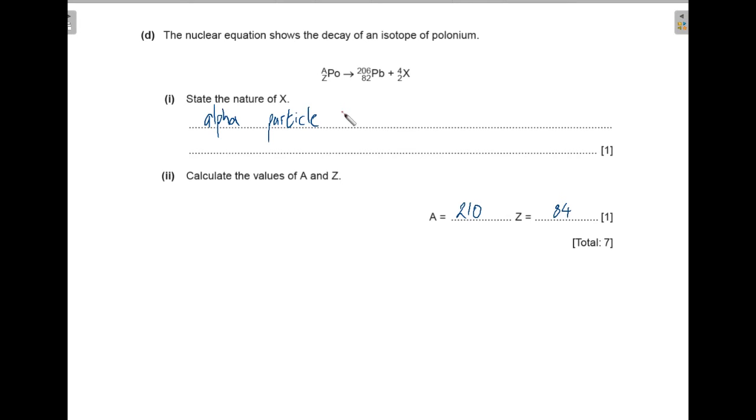So the question, looking at the balance and nuclear equations skill, is calculate the values of A and Z. So A is really simple to do, as is Z. You've just got to know what you're doing. So you need to know that the 82 and the 2 add together to give the Z. So 82 and 2 just makes 84. And 206 and 4 just add together to give you the 210. Pretty simple. And that was just 2 marks of a question.